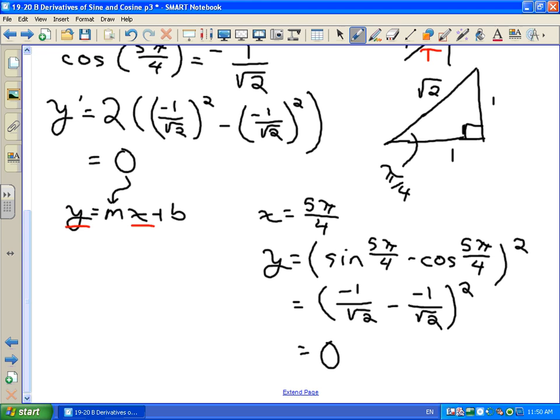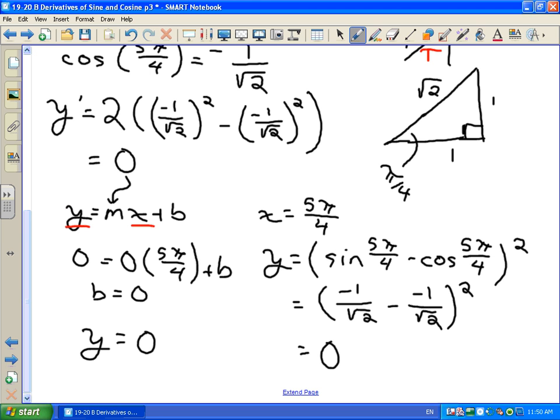So what we get is 0 equals 0 times 5 pi over 4, plus b. b equals 0. So y equals 0. So our tangent is just the x-axis for this one.